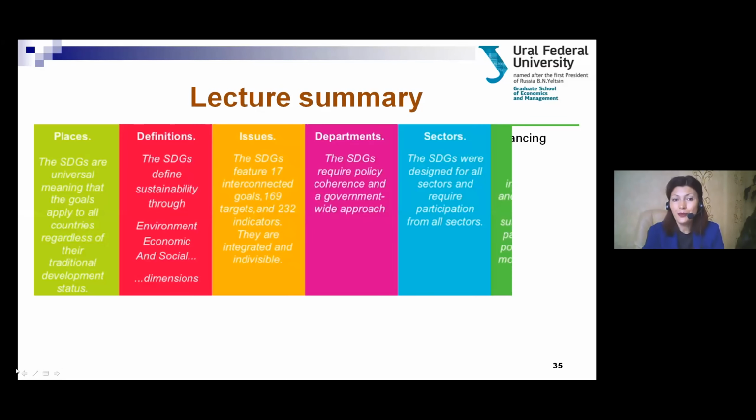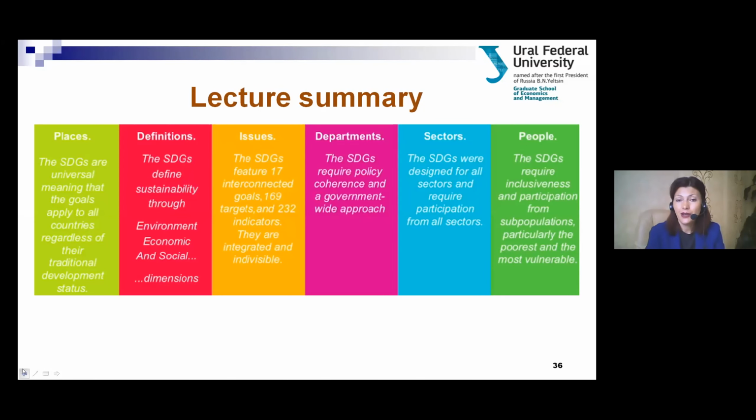And we come to the lecture summary. I have this rainbow for you to show the differences that we were looking at. Different places, different definitions, lots of issues, lots of different departments at business level, at government levels, different sectors. But the most important is to have a united vision and to achieve a global vision of sustainable development goals.